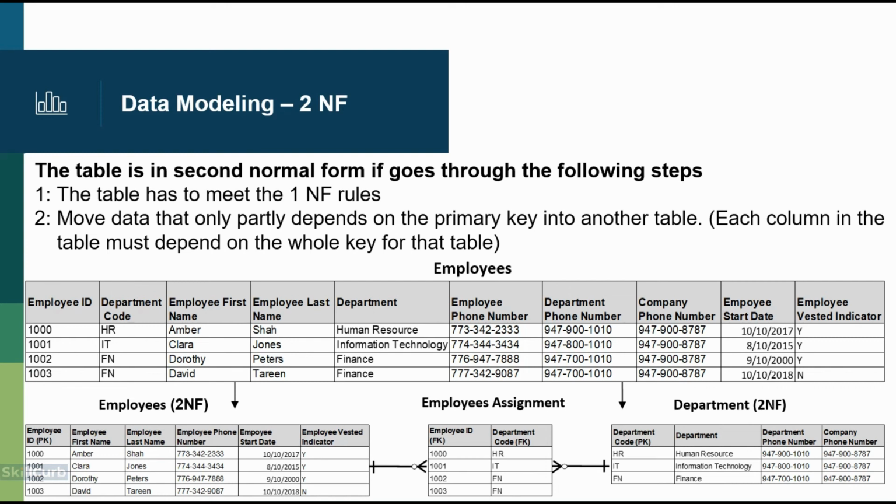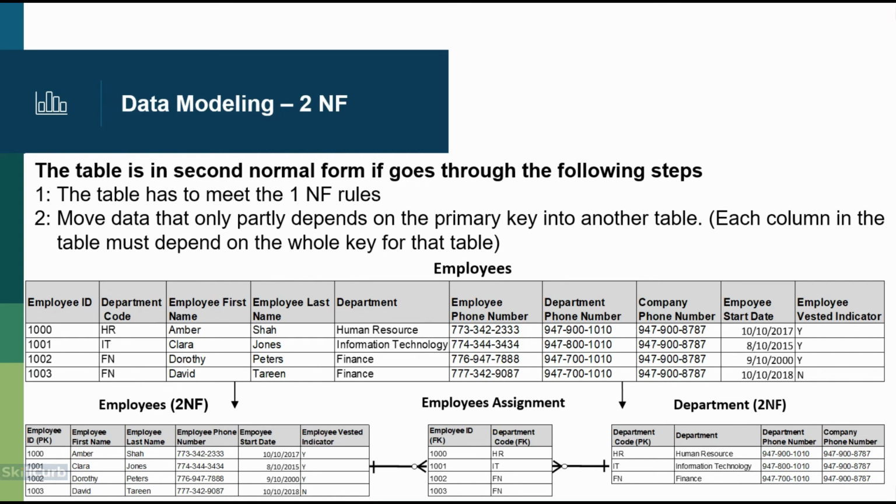So what we need to do is split the table where the columns are dependent on the whole key. So that's why you see the employee table being split and having the employee first name, last name, phone number, employee start date, and employee vested indicator. They're all dependent on the employee ID. For department, you see we have department phone number and the company phone number that are dependent on the department code. Great. So we have those two tables transformed into the second normal form right now.